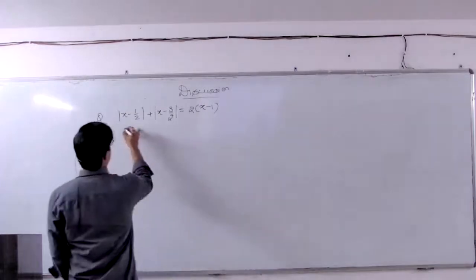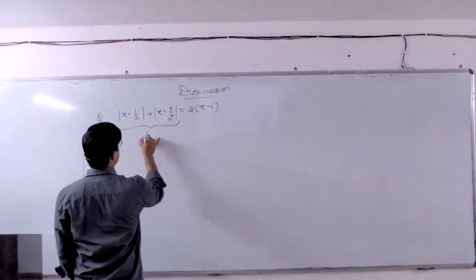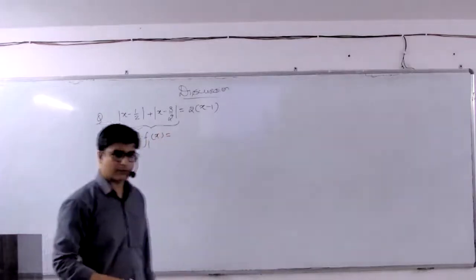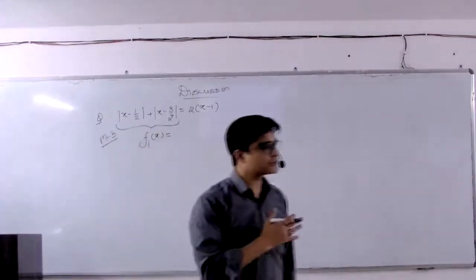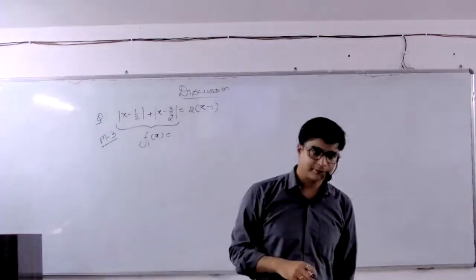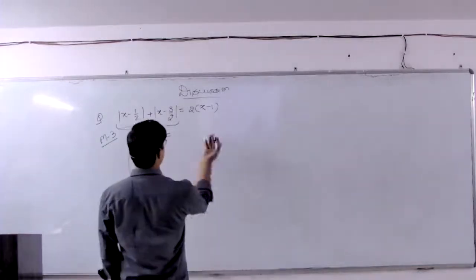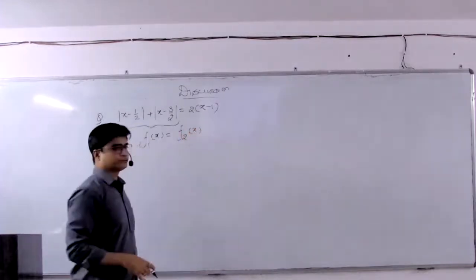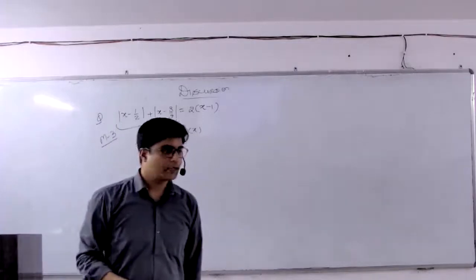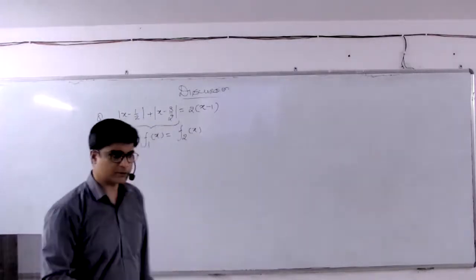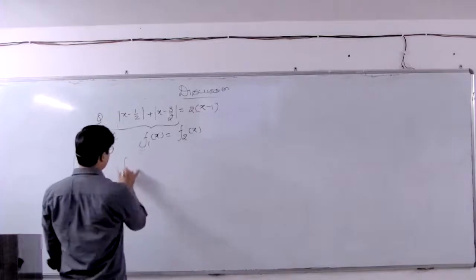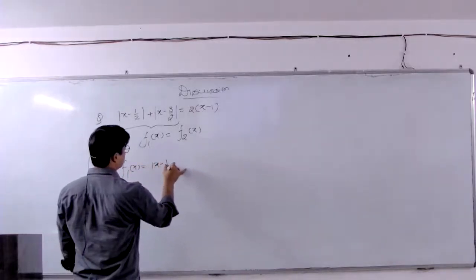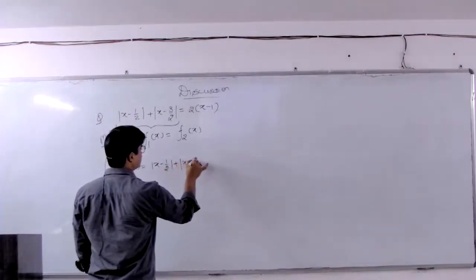Let's say this whole expression is equal to f1(x). Can I say this? Yes or no? The whole left hand side expression is, let's say, f1(x). And whatever we have on the right hand side, let's say this is your f2(x). Okay. It is your graphical method. Understand? f1(x) is nothing but mod of (x minus 1 by 2) plus mod of (x minus 3 by 2).